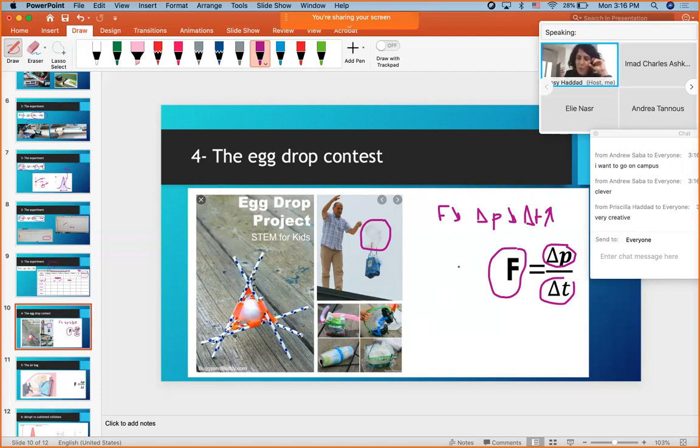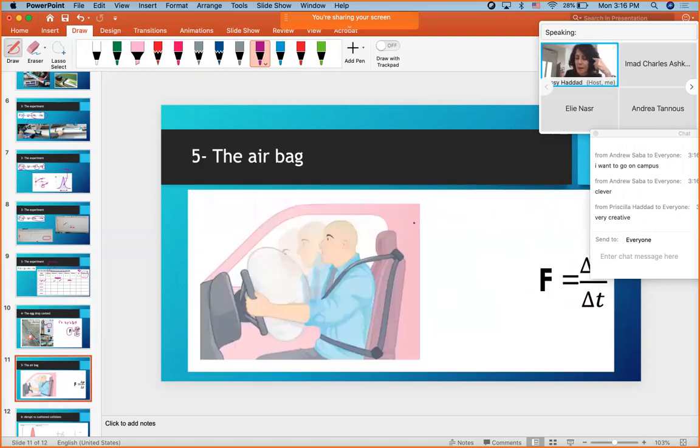All right, anyway, so make sure you understand that the time of the impact is very important because it decreases the force, and this is what safety is about. The same thing for the airbag.